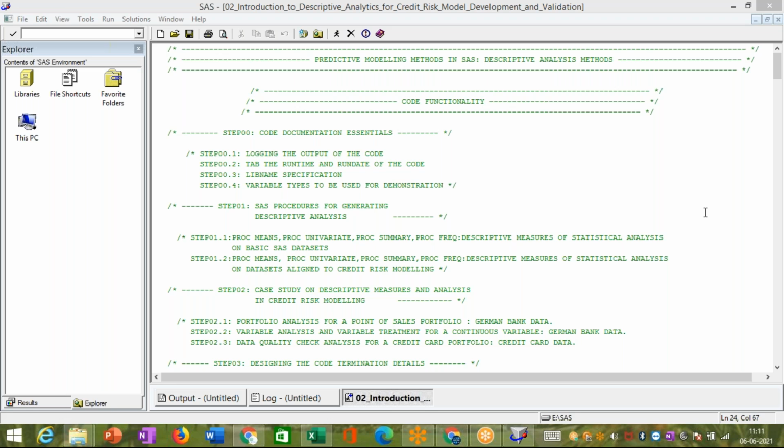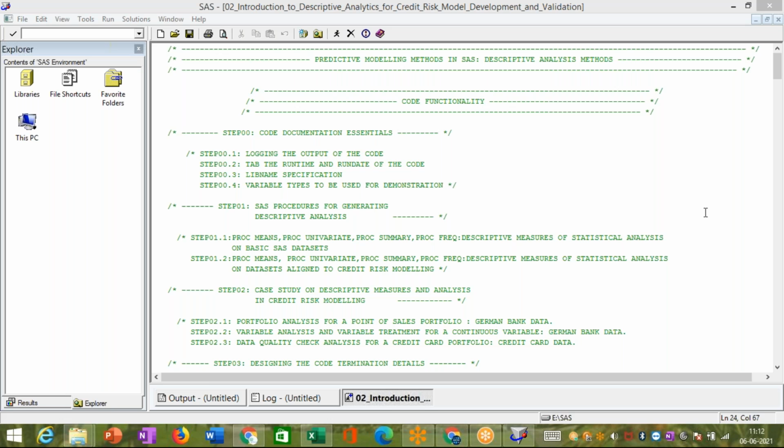So in yesterday's discussion, we mainly discussed the key descriptive measures. We started off talking about the descriptive measures of predictive modeling: the measures of central tendency, the measures of dispersion, and the measures of asymmetry. In yesterday's discussion, we did two important things.